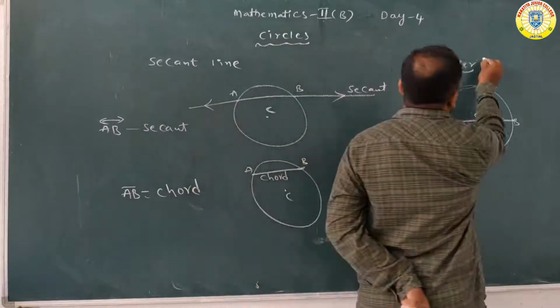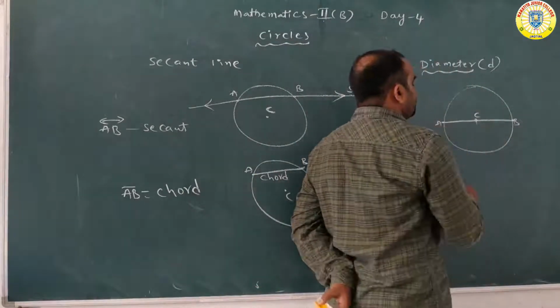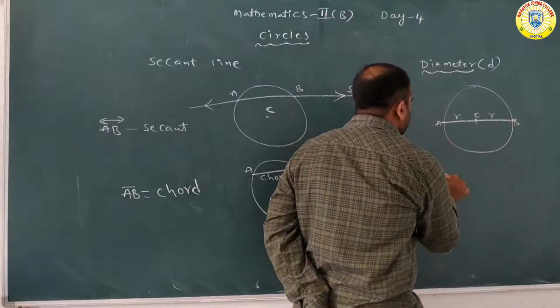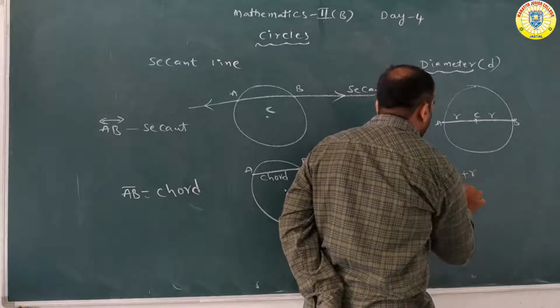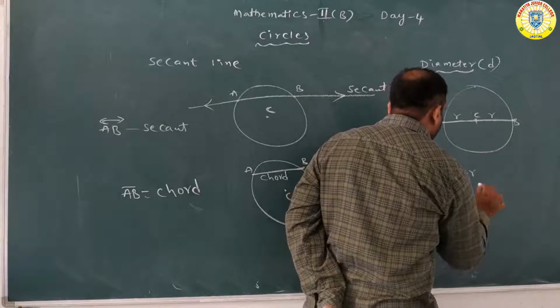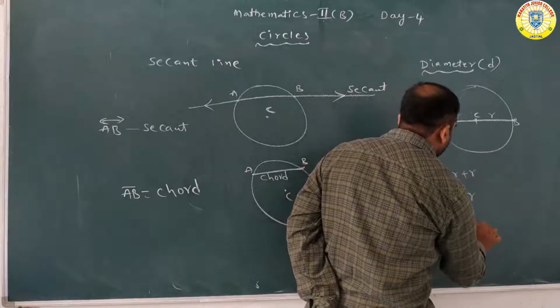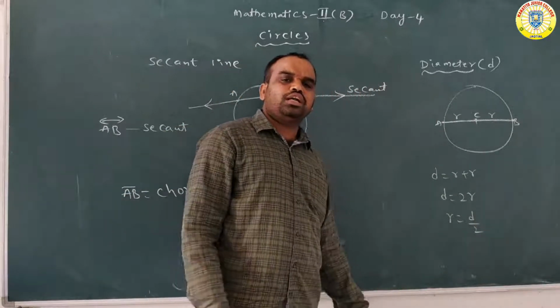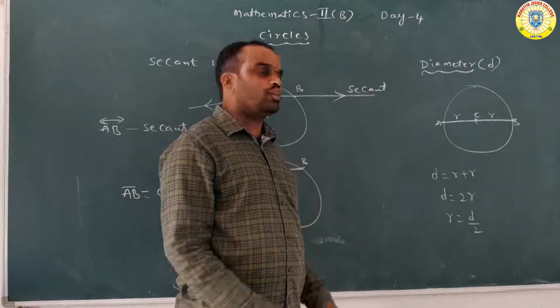The diameter of the circle is denoted by small d. Here CA is the radius. That's why d is equal to r plus r, which is 2r. So small r is equal to d by 2. Understand? What is the difference?